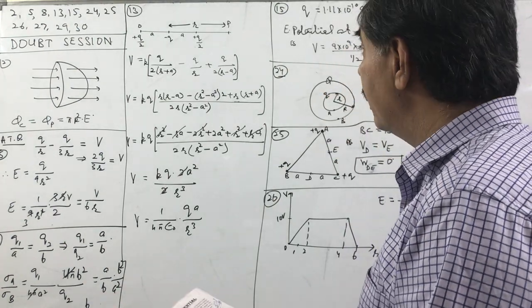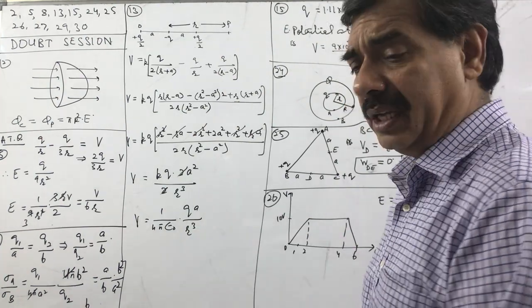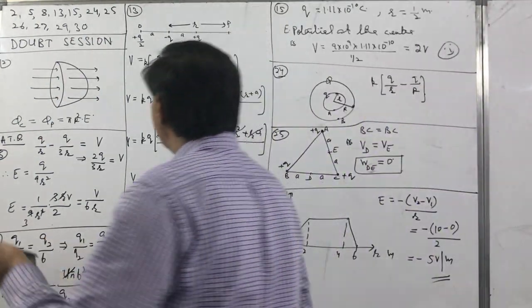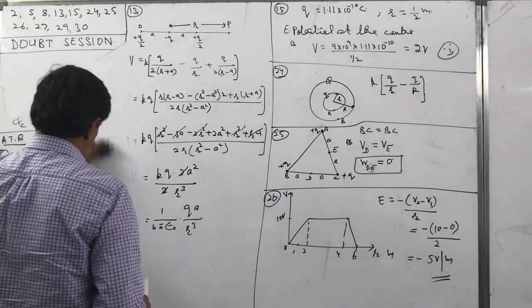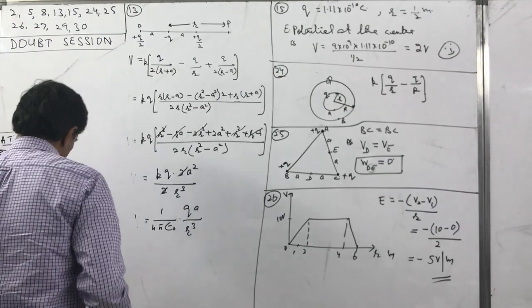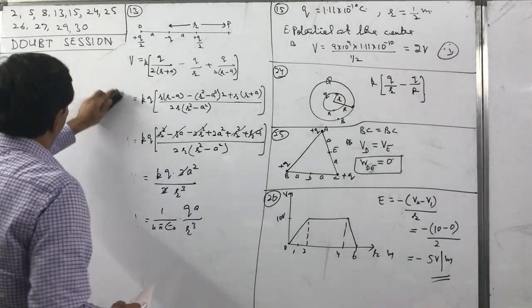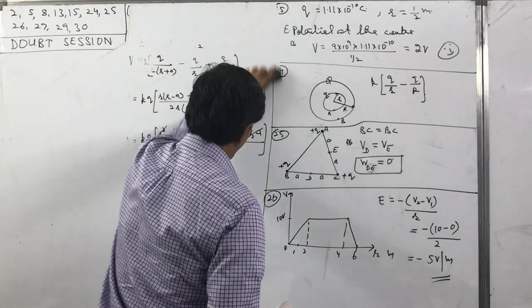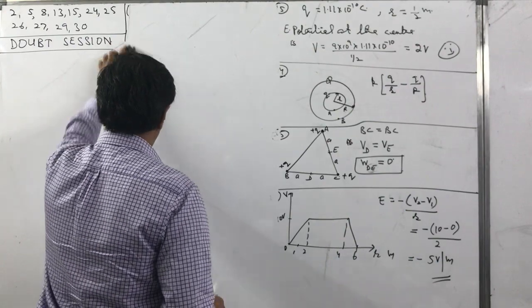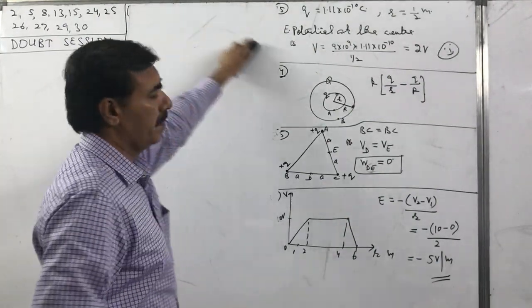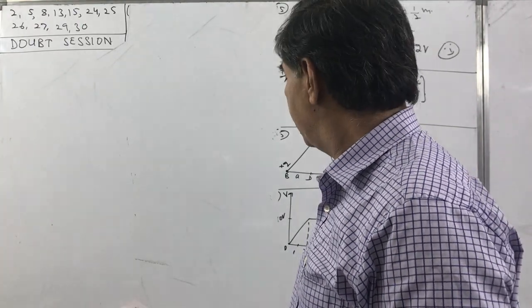We have question number 27, 29 and 30. Can I rub the board? Question number 27.